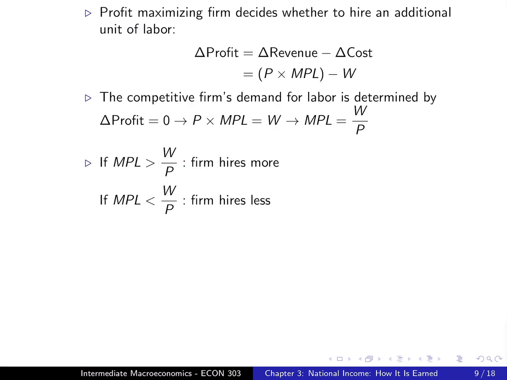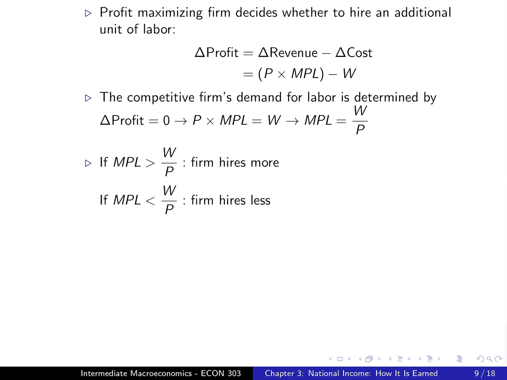Let's focus on how a profit-maximizing firm decides whether to hire an additional unit of labor. The firm compares the additional revenue from hiring one more worker to the additional cost of doing so. The change in profit from hiring one more unit of labor is delta profit equals delta revenue minus delta cost, where delta represents the change in. So delta profit equals P times MPL minus W.